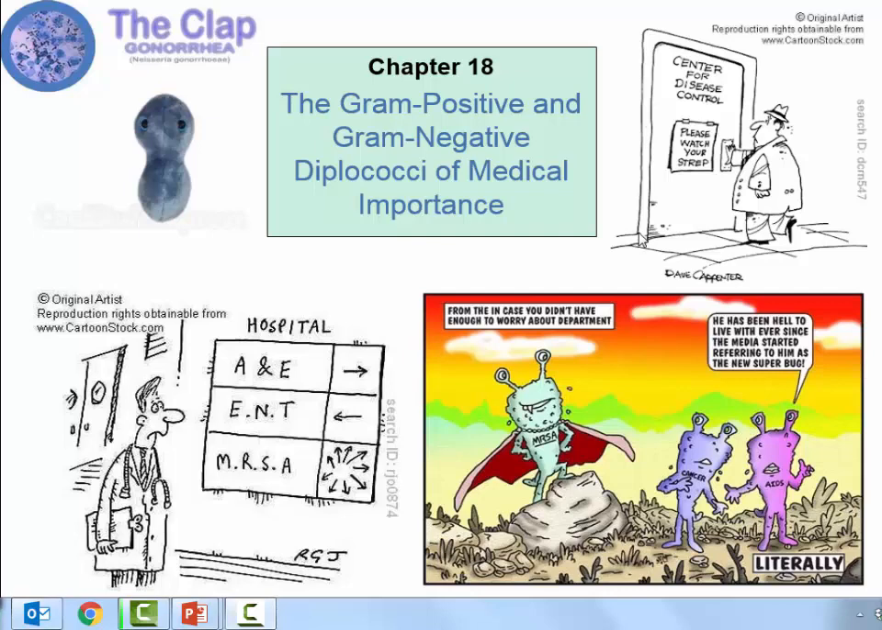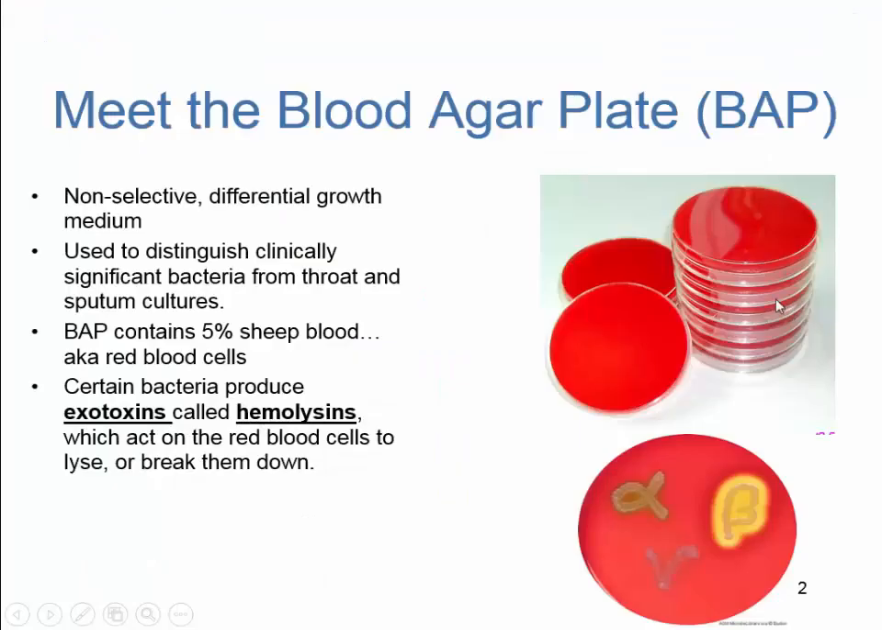Welcome to Chapter 18 of Microbiology. This chapter discusses a variety of infectious agents that are gram-positive or gram-negative cocci. You're going to see some culprits that you have probably encountered in the clinic, that you've heard about before. But first, let's figure out how we grow them in the lab.